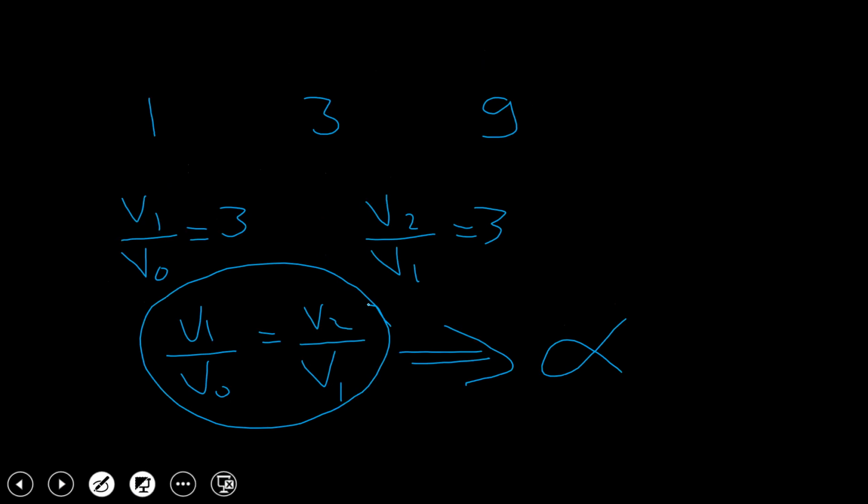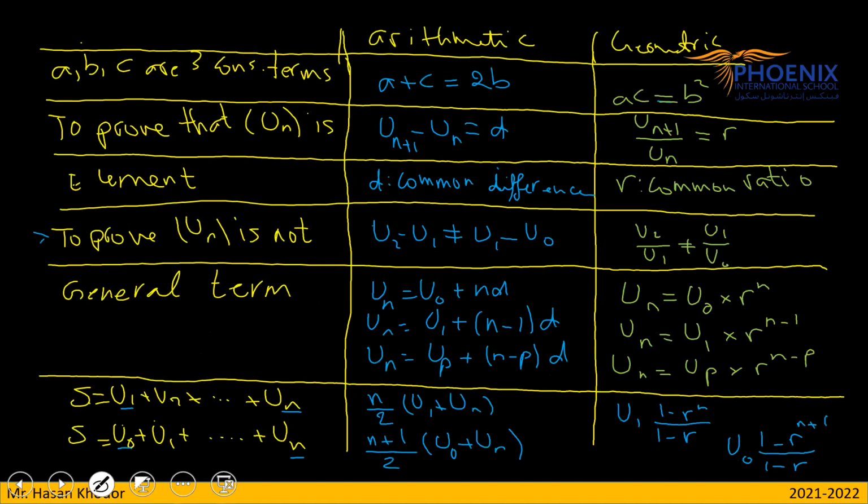I can't rely on an example to prove something true for all n. Probably the next term, which is V3, probably it will be 10, for example. I can't use this example. So to prove geometric, there is a rule. Where's the rule of proving geometric? Where's the proof? This one. This is the rule of proving a sequence geometric.